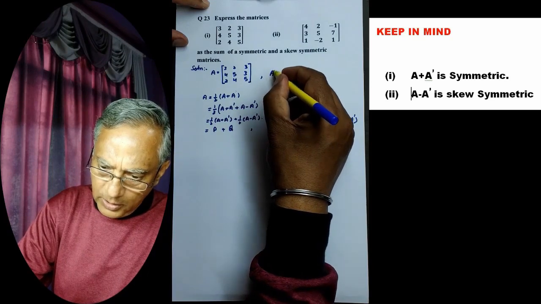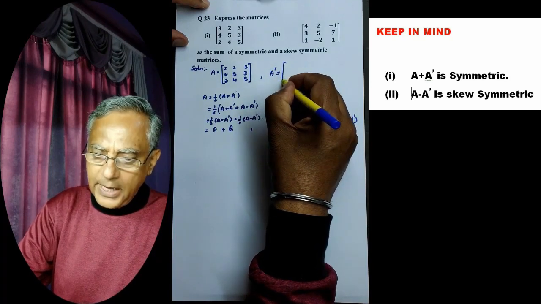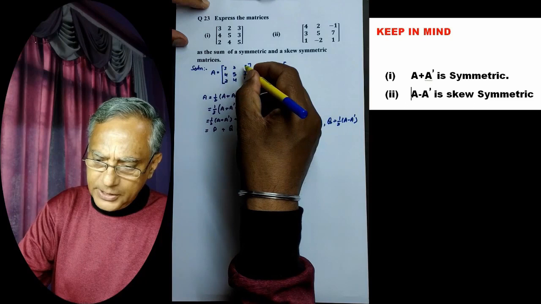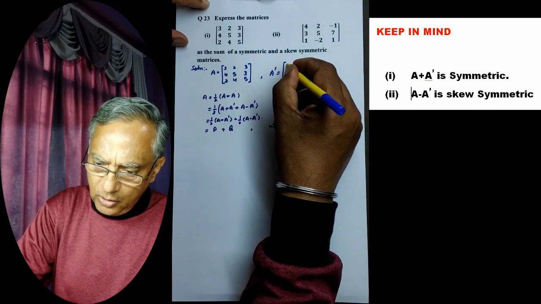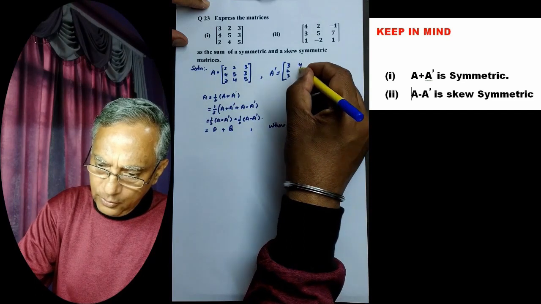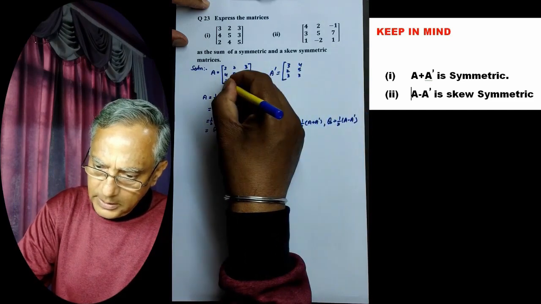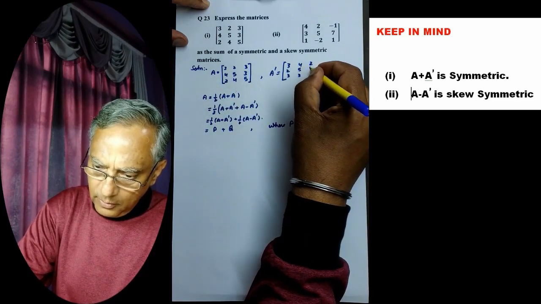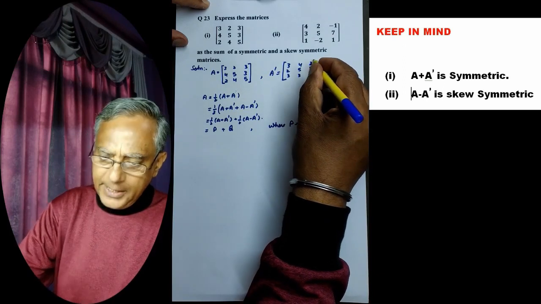Now A dash is equal to, interchange the rows and columns. This will become the first column. So 3, 2, 3, second column. 4, 5, 3, third column. 2, 4, 5. So this is A dash.